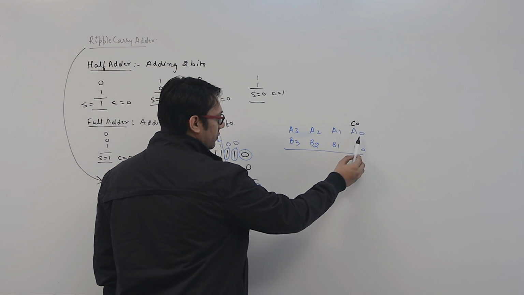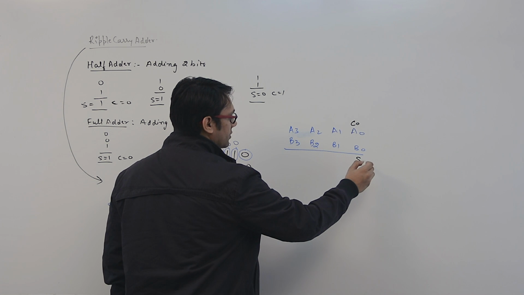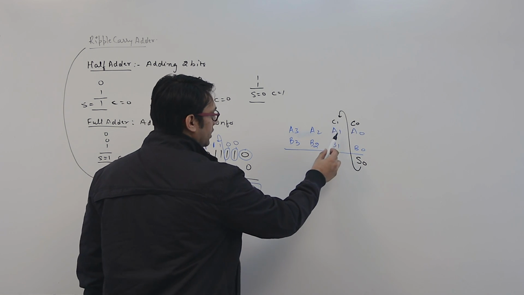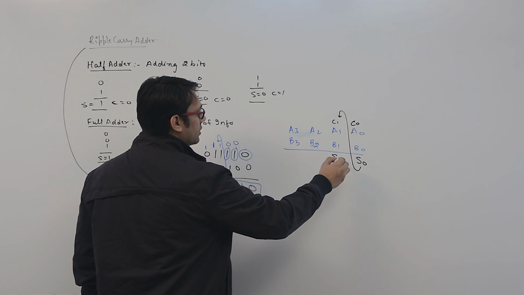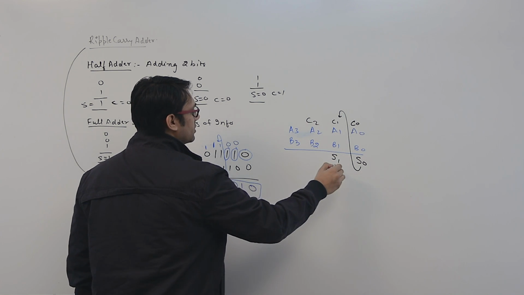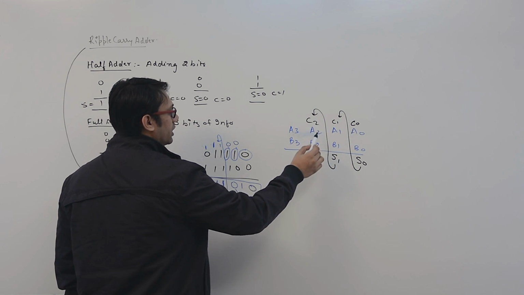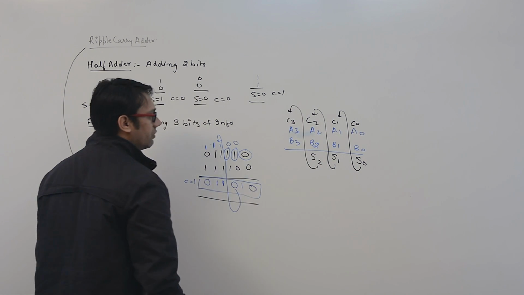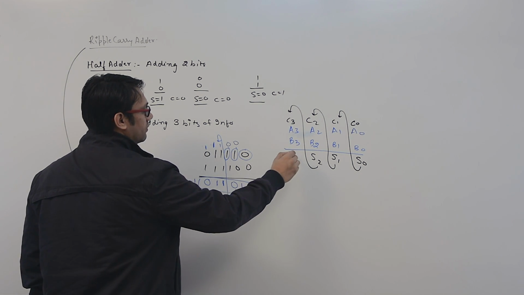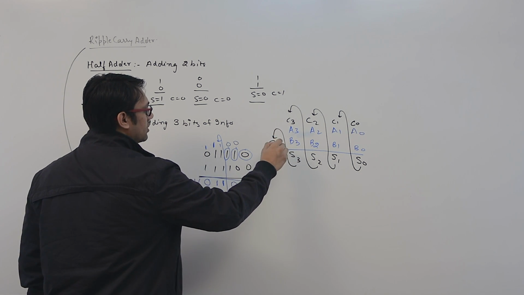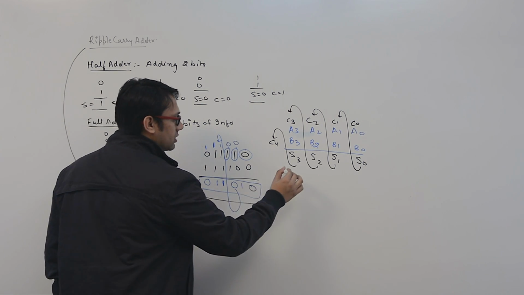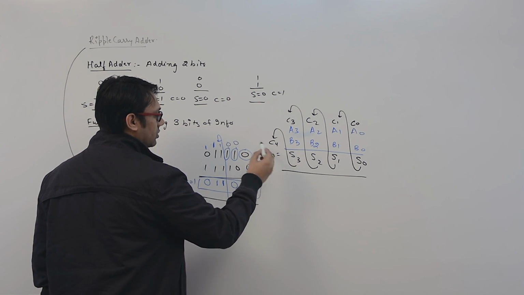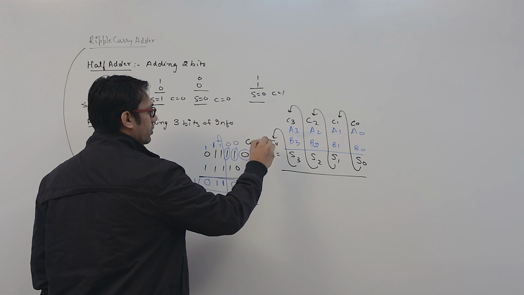So if you add C0 with A0 and B0, then the sum you are going to get is S0, and there will be a carry which will be C1. If you add C1, A1 and B1, then the sum you are going to get is S1, and the carry which will be generated is C2. If you are adding C2, A2 and B2, then the sum will be S2 and the carry you are going to generate is C3. If you are going to add C3, A3 and B3, then the sum will be S3 and the carry you are going to generate is C4. So this is the complete term we are going to get, where these digits are denoting the sum, and this is denoting the carry.